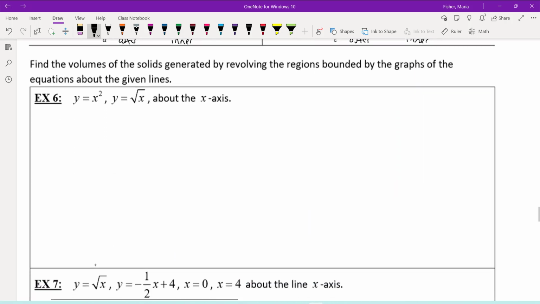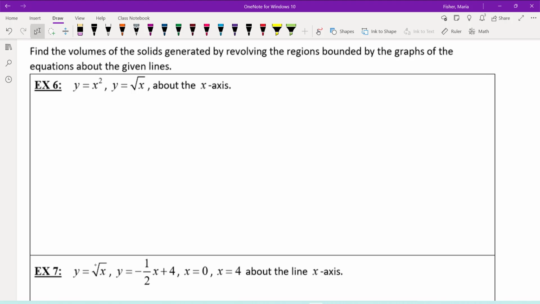Let's look at finding the volumes of the solids generated by revolving the regions bounded by the graphs of the equations about the given lines. For number 6, we have y equals x squared, y equals the square root of x, and we are revolving this around the x-axis. Since we are revolving this around the x-axis, we know that this is going to be a horizontal axis of rotation, and since it's horizontal, we need to integrate with respect to x.